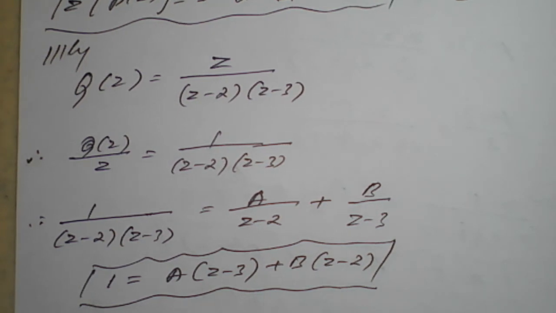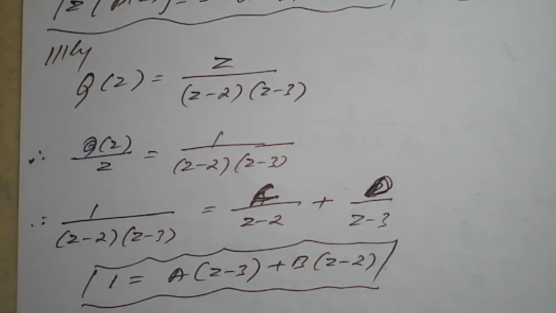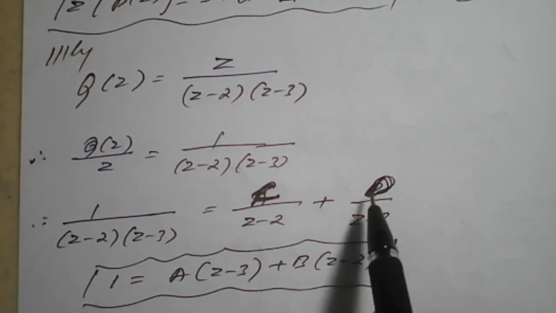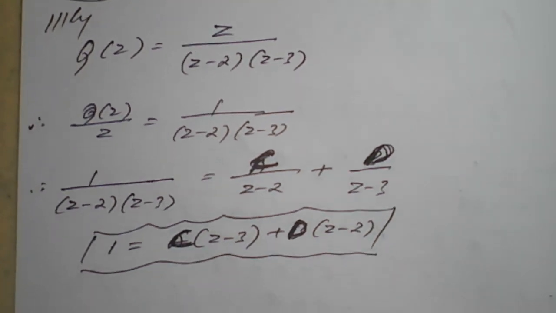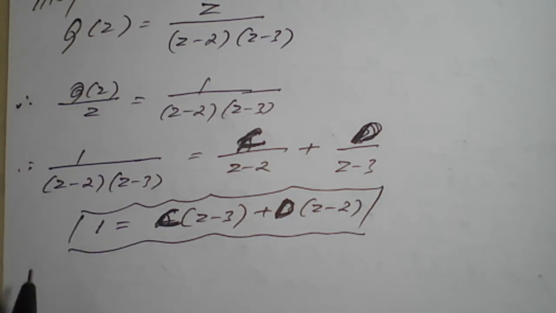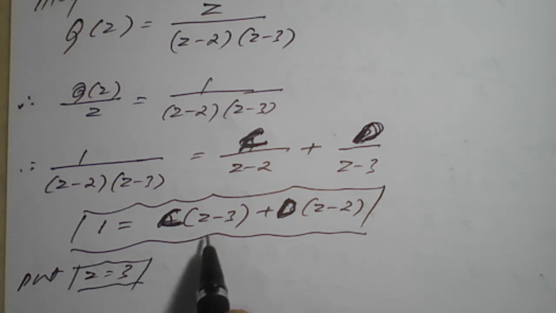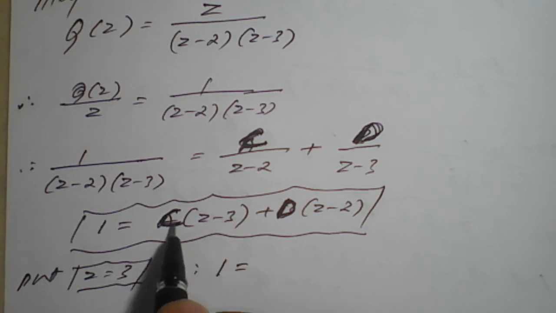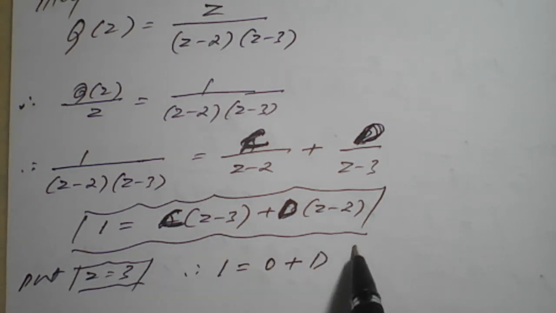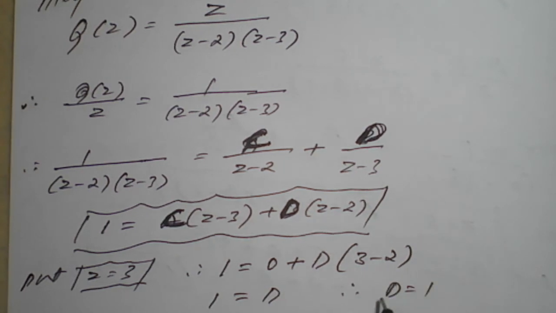So now we'll take C and D, because A and B we have already taken before. So this is C and this is D. We'll simplify for C and D. Put Z is equal to 3 in the above situation. Then 1 is equal to, if you put Z is equal to 3, 3 minus 3 is 0, 0 into C is 0, plus D into 3 minus 2. Therefore 1 is equal to 3 minus 2 is 1, 1 into D is D. So the value of D is 1.